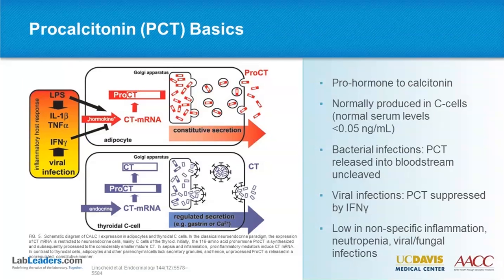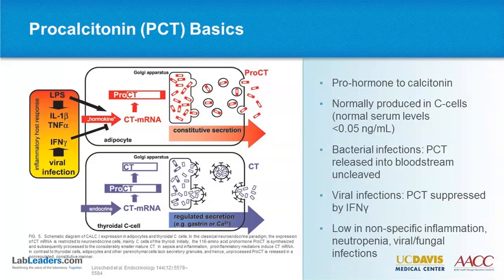And this is a nice slide, published a while back, that shows how procalcitonin comes about in terms of infection. As the name implies, it's a prohormone to calcitonin, but it's not cleaved in infection. In fact, it's produced by multiple other cells, not just C cells, in the context of bacterial infection.